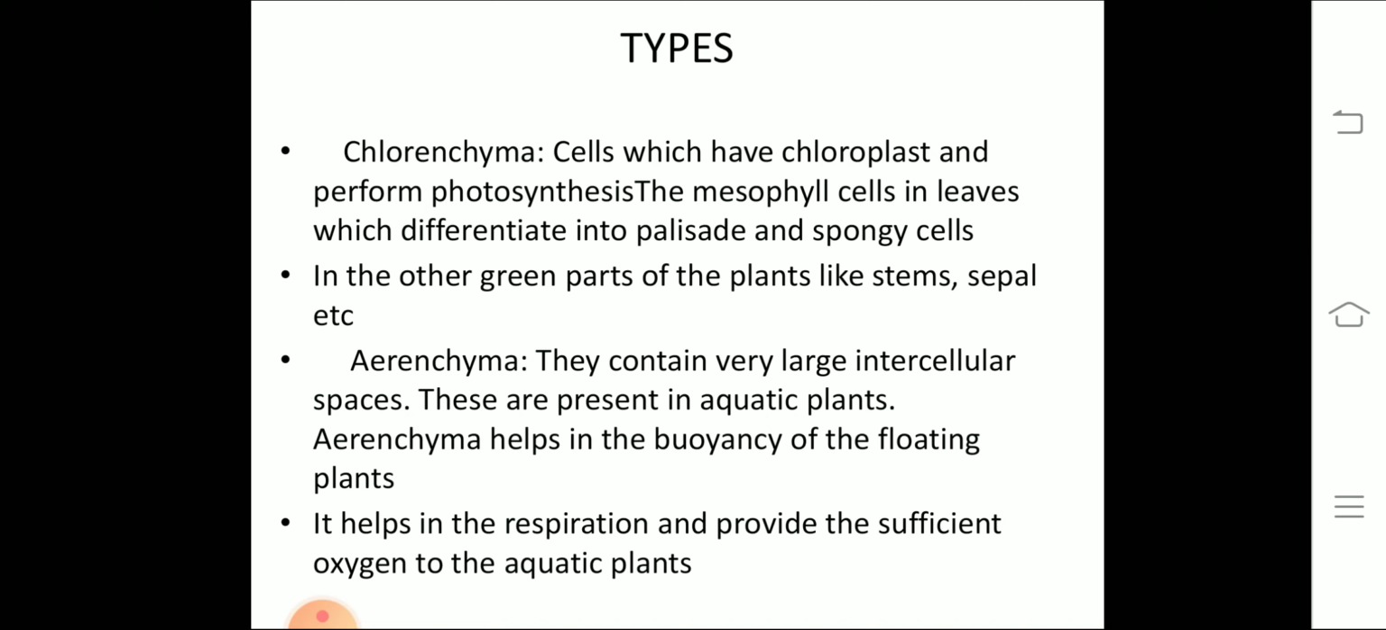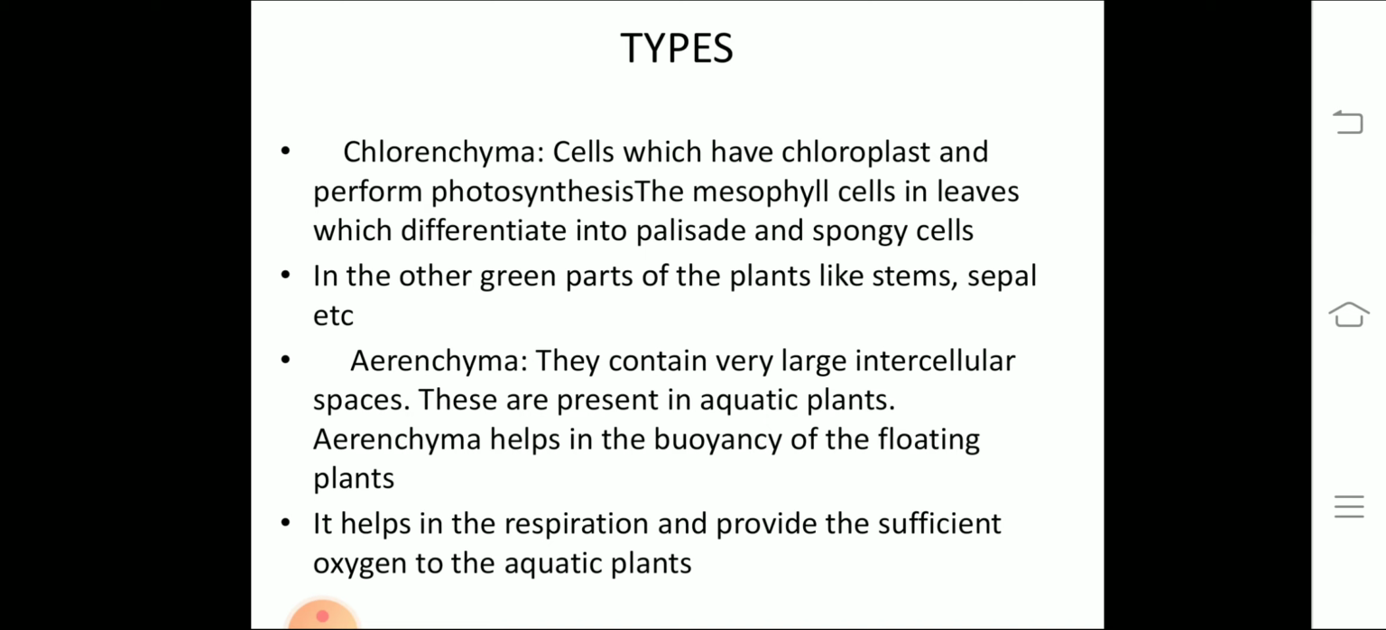Now types. Even parenchyma has some types of cells. If chlorophyll is present in the cell, that cell is called chlorenchyma, and its function is performing photosynthesis. These cells are found especially in the leaves. When I cut a leaf and watch under the microscope, in the section of the leaf there are mesophyll cells, made up of palisade and spongy tissues, which contain parenchyma. Other places where we can find chlorenchyma are stems, sepals, etc.